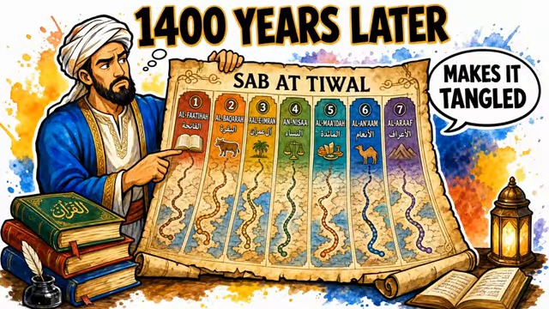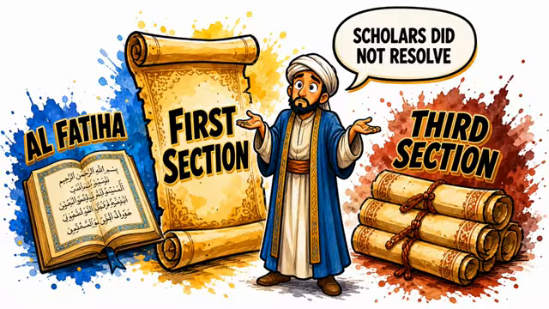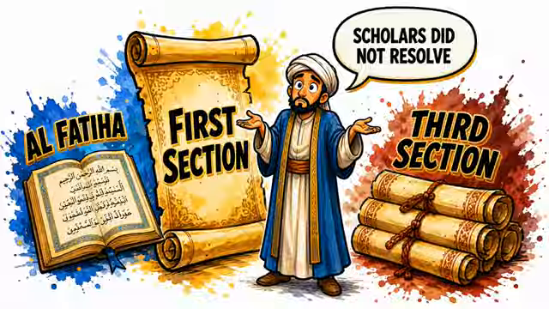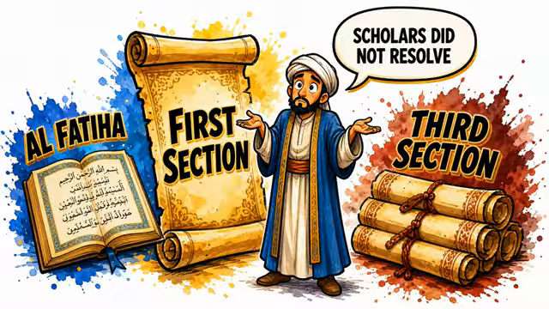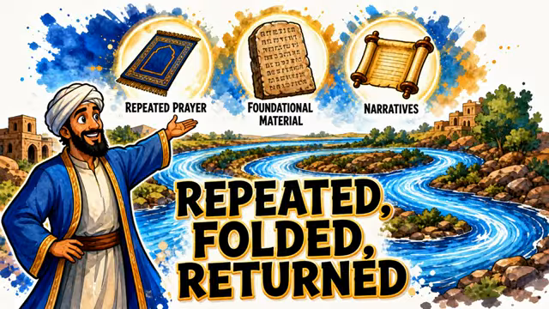Another view holds that the 7 Mathani are precisely the 7 long chapters we just walked through, the Sab at Tiwal. And that view, whatever you make of it, is what makes the naming of this third section so tangled, because it means the word Mathani is being used for the opening chapter, and for the first section, and for this third section, all in different places in the tradition. I am not going to resolve that for you, because the scholars did not resolve it either, and pretending otherwise would be dishonest. What I will point out is what all of these uses have in common.